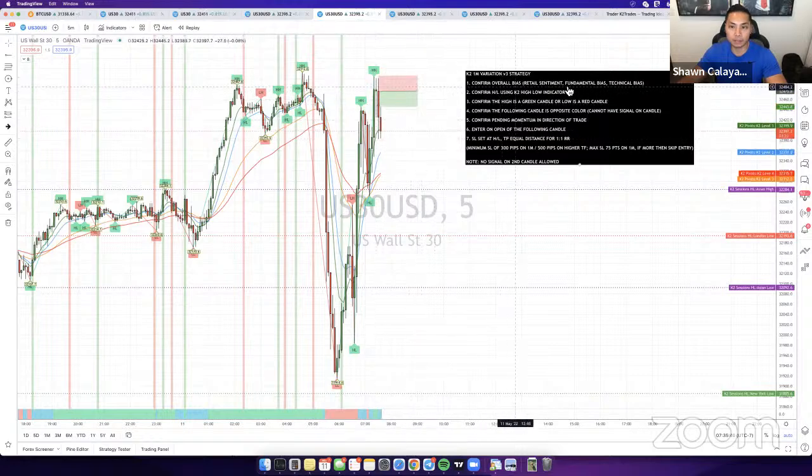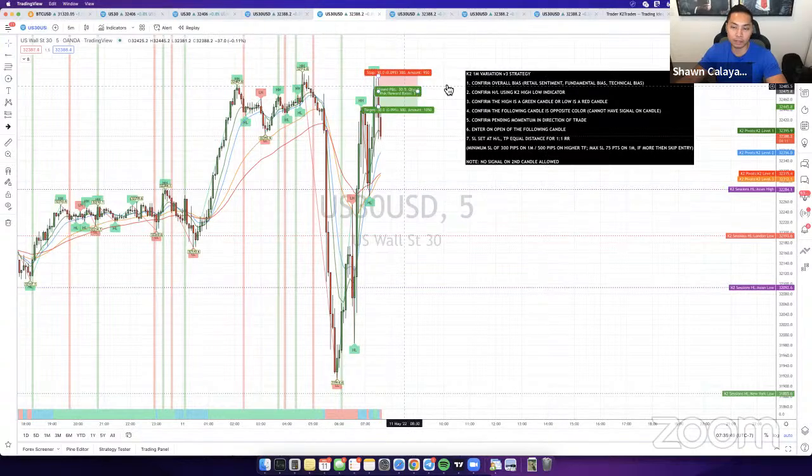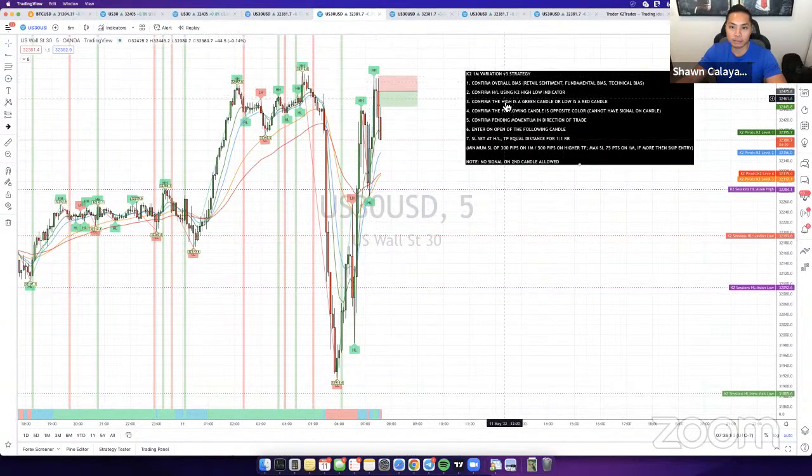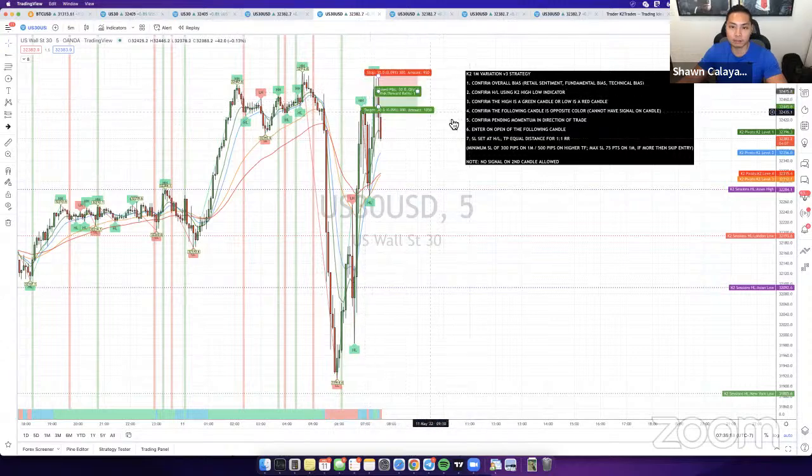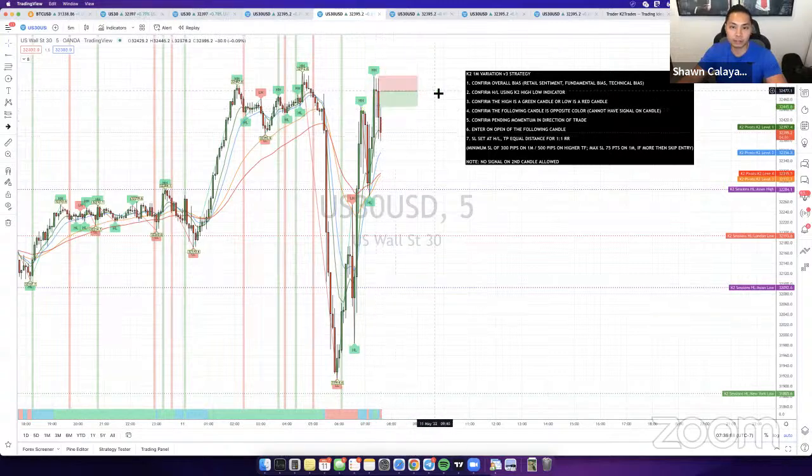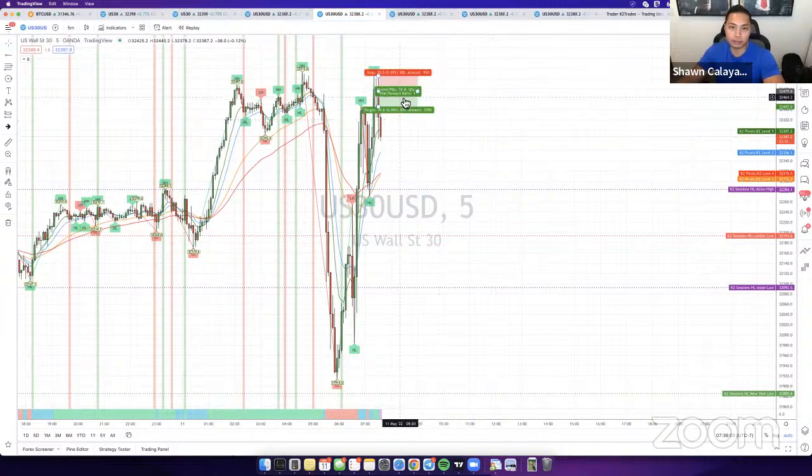So confirming overall bias, it's a bit indecisive. It's not very strong for a sell, but it is a sell overall with regard to retail sentiment. If you were just looking at retail sentiment, then that would have been fine. We have the high here, step 2, step 3, the high was a green candle. Step 4, opposite color, next candle. Step 5, pending momentum, which we had there. And you could have entered the trade here with a minimum stop loss of 300 pips. So I probably wouldn't have taken it myself, but I could see others taking this trade because it did line up all right.